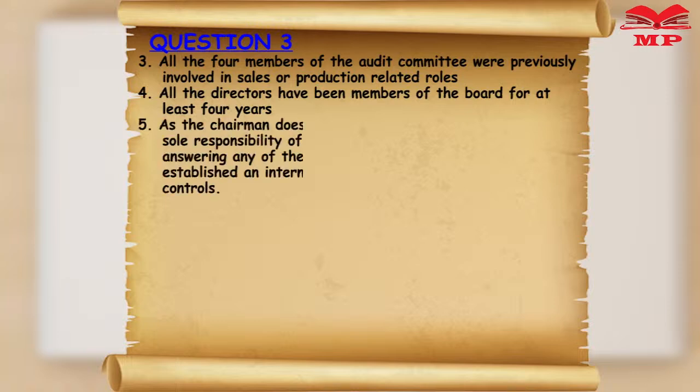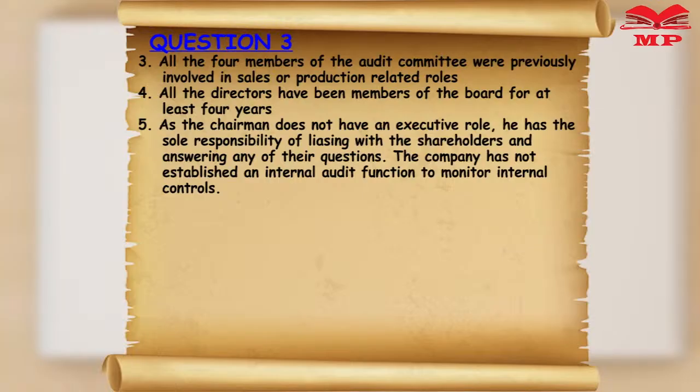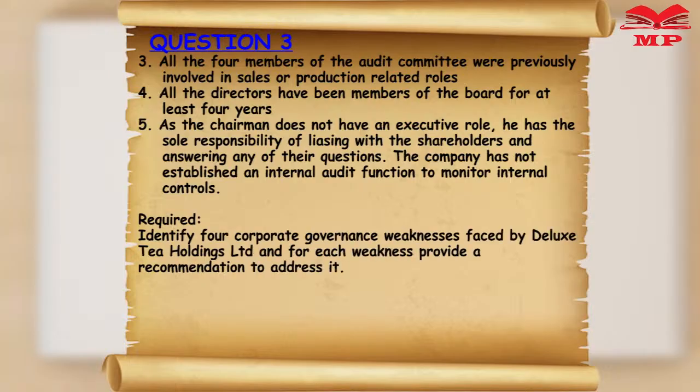Number 5, as the chairman does not have an executive role, he has the sole responsibility of liaising with the shareholders and answering any of their questions. The company has not established an internal audit function to monitor internal controls. Required: identify 4 corporate governance weaknesses faced by Deluxe Tea Holdings, and for each weakness provide a recommendation to address it. How many marks? 8 marks.